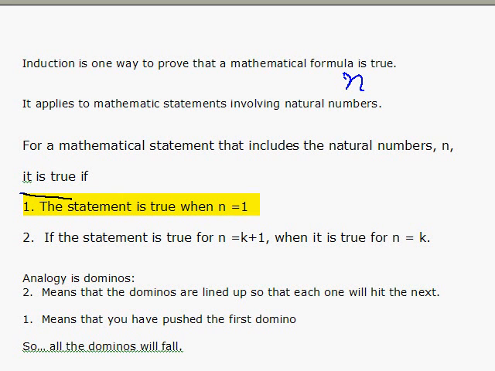If it's true when n equals 1. It has to be true for the first one. Then there's a procedure to show that if it is true for any number n, it is also true for the next one. The analogy is dominoes.